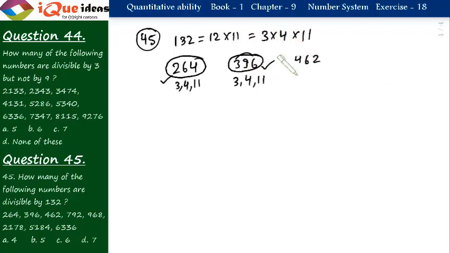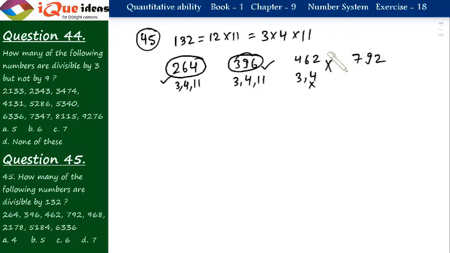Now let's take 462. Is it divisible by 3? 4 plus 6, 10 plus 2, 12. Yes. Is it divisible by 4? Last two digits 62. So it is not divisible by 4. So this cannot be counted as our answer. Right? 62, the last two digits, is not divisible by 4.